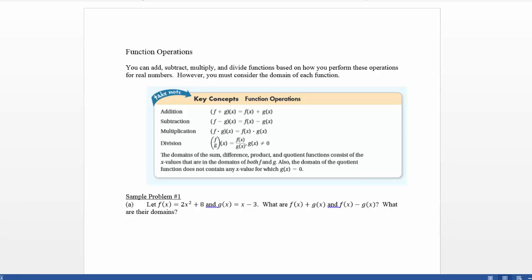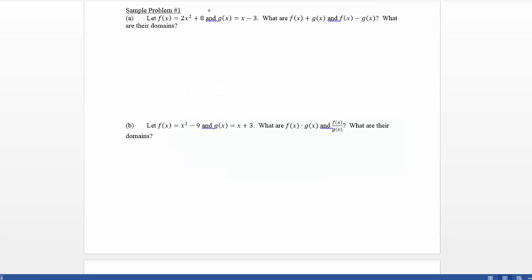So let's take a look at sample problem number 1. Part A asks us to do a couple things. They ask us to add f of x to g of x, and to subtract g of x from f of x, and then ask what the domain is for each of these. If you want to give this a shot on your own based off what you saw in the key concept box, you're more than welcome to. I'll work part A, and you can follow me as an example, and then you can work part B on your own.